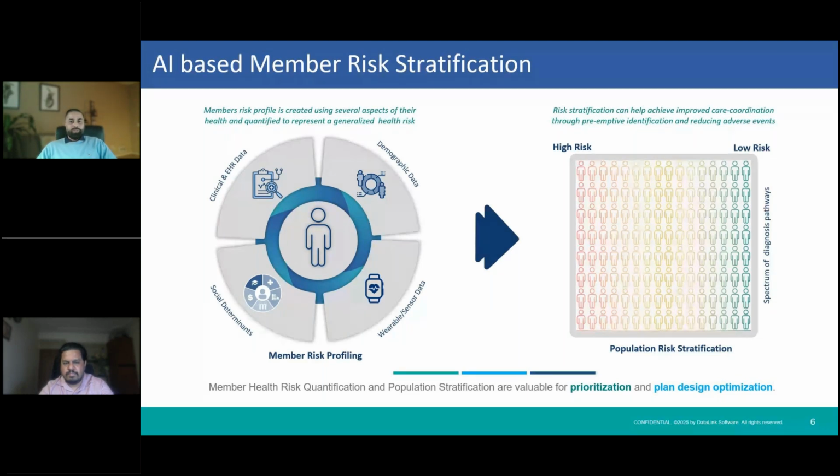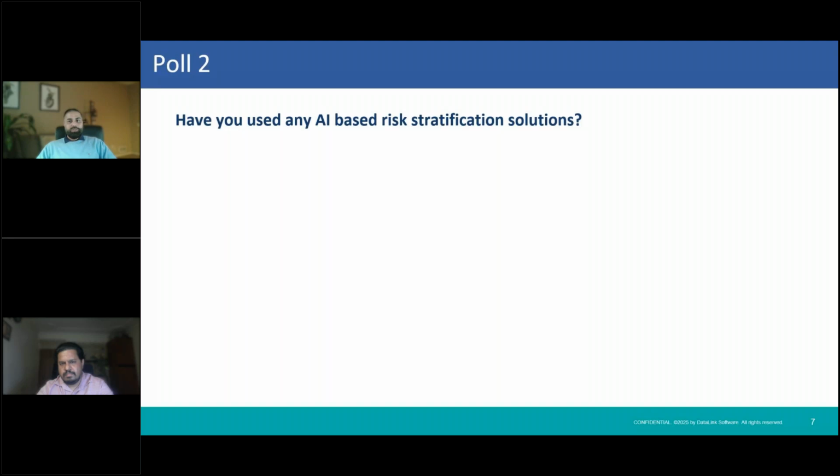So with that introduction for risk stratification, let's look at a quick second survey and think about how AI-based risk stratification is something impacting all of us. Okay, so once again, you will see this on your screen. Have you used any AI risk stratification solutions? And what did you use it for? Was it generic risk or outcome specific, readmission, ER visit, or some other?